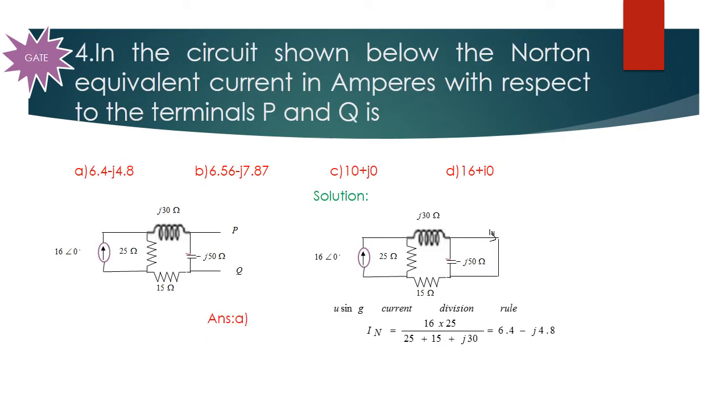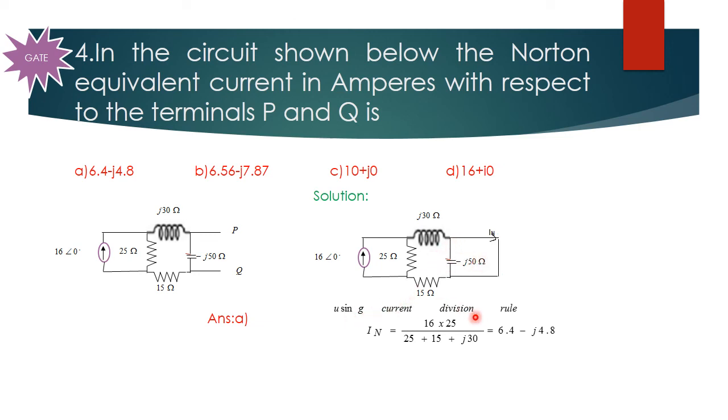So next problem. This is an AC circuit problem. In the circuit shown below, the Norton equivalent current in amperes with respect to the terminals P and Q is. So this is the circuit given. We have to find the Norton's current. So for that, just short circuit both the points. If you are short circuiting it, no current will be flowing through this capacitor. So this capacitor value is nullified.